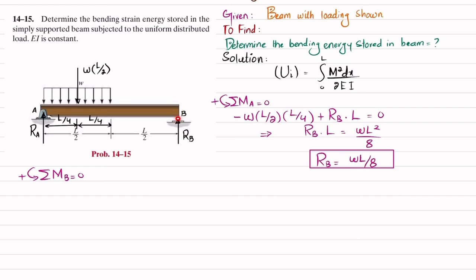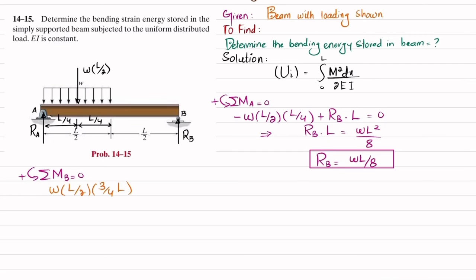So about point B, the first moment will be this WL by 2, and the perpendicular distance will be this one. So L by 2 plus L by 4 will give you 3L by 4. And this is producing a counterclockwise moment, so it will be positive. So I will write W into L by 2, and the perpendicular distance is 3 by 4 times L.